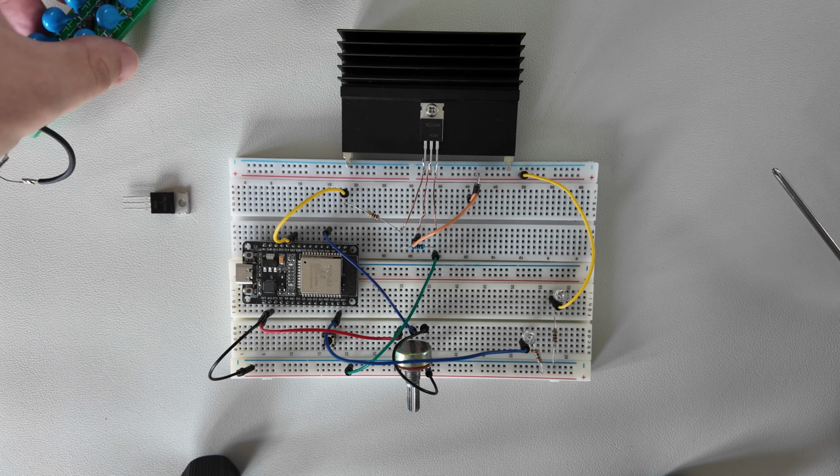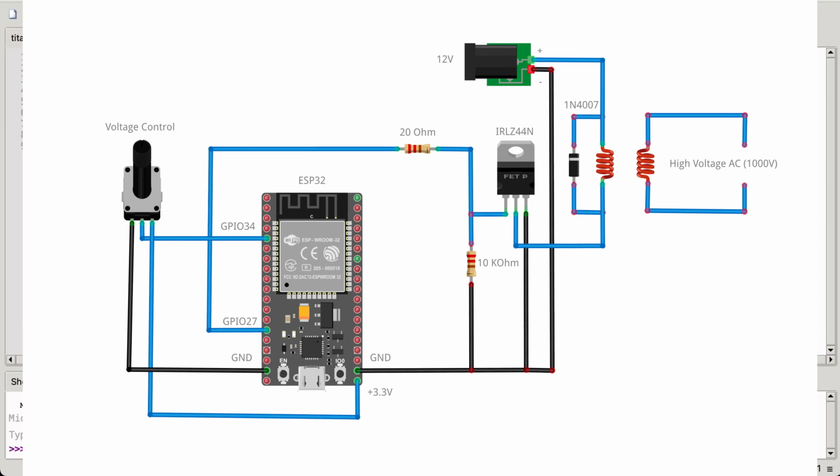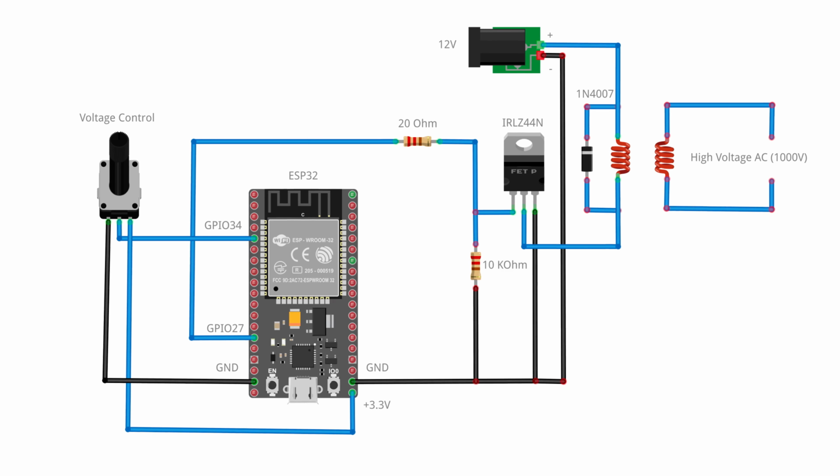And now let's start with coding. The same way as in my previous project, I will be using Thonny IDE for Python coding. But first I will show the schematic, so we will know the pin numbers. The logic is the same that was displayed on the breadboard.